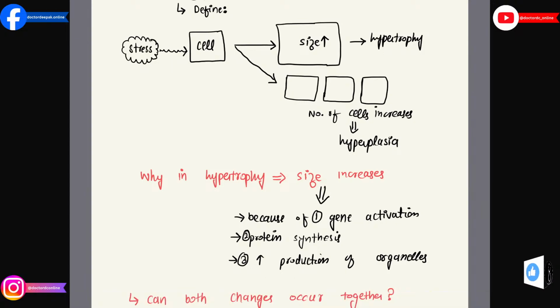Now let's take an example. They can ask a question: is it possible that hypertrophy and hyperplasia, these changes which occur in the cell, can occur together or not? So this is a question I am asking you. Is it possible that hypertrophy and hyperplasia can occur together? The answer to this question is yes, it's possible. Hypertrophy and hyperplasia can occur together.